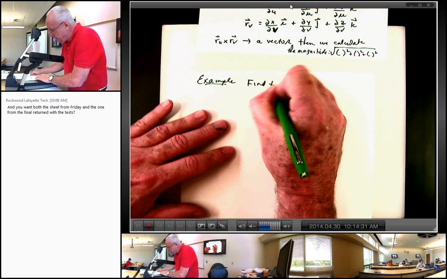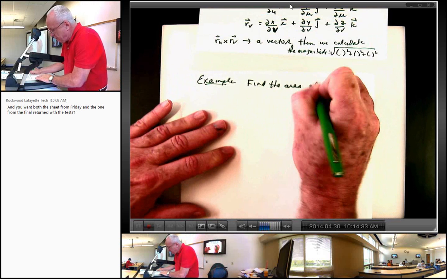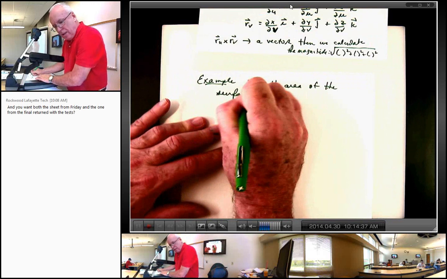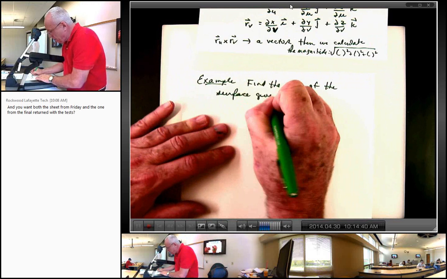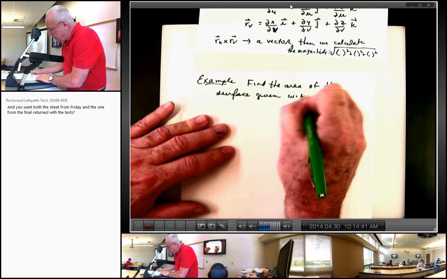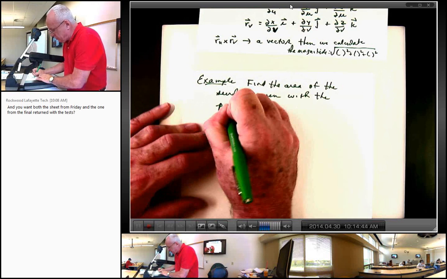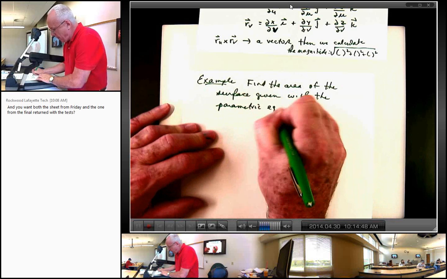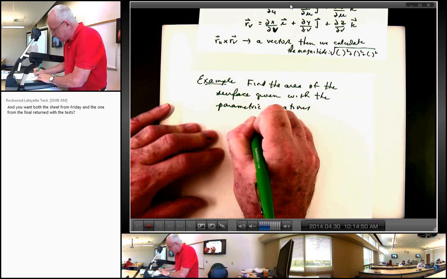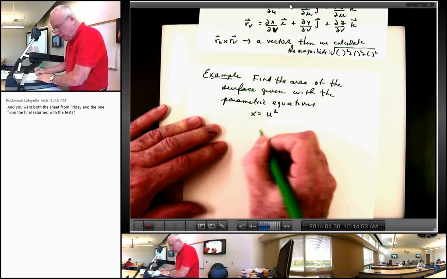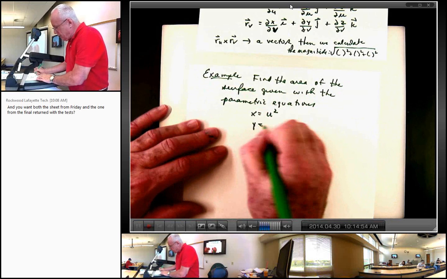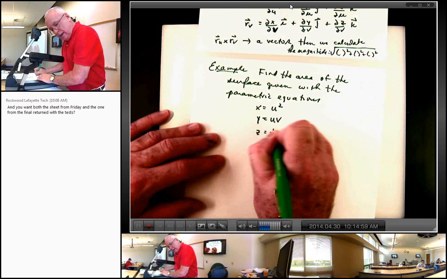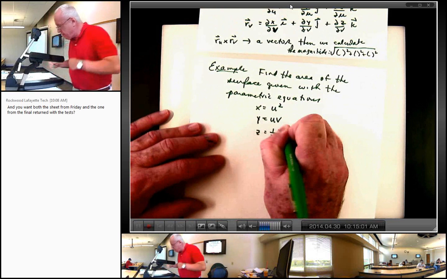Find the area of the surface given with the parametric equations x equals u squared, y is equal to u times v, and z is equal to 1/2 v squared.